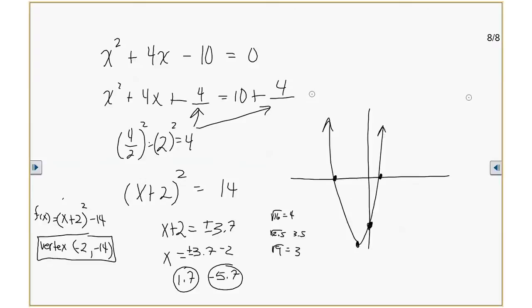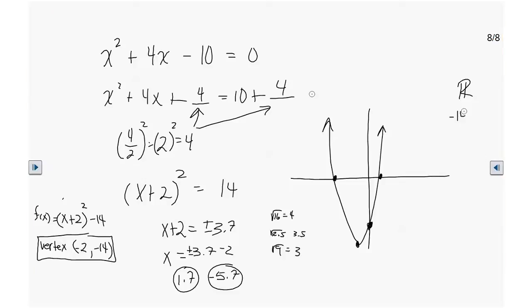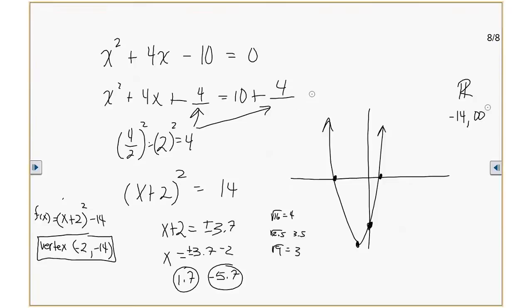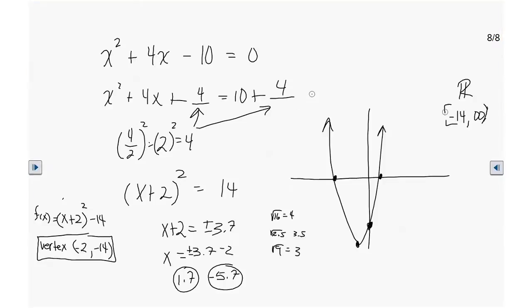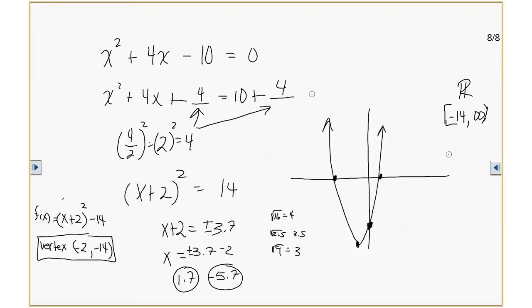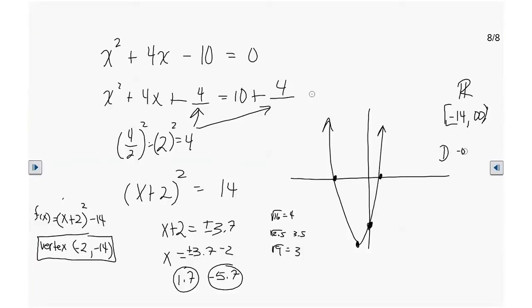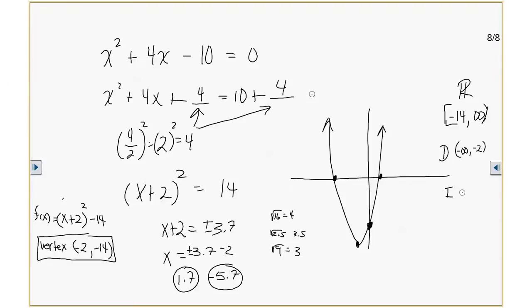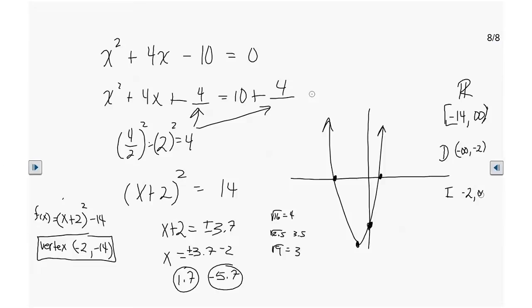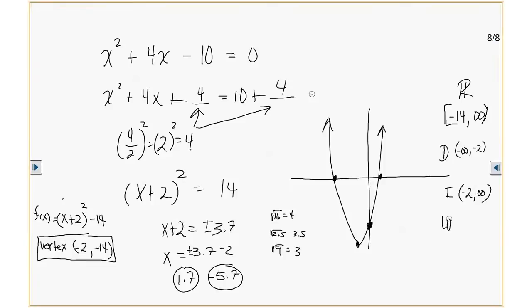Domain is all real numbers. Range is from negative 14 to infinity. Decreasing from negative infinity to negative 2. Increasing from negative 2 to infinity. And the line of symmetry, x is equal to negative 2.